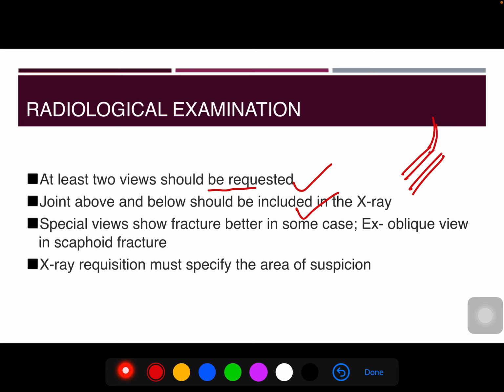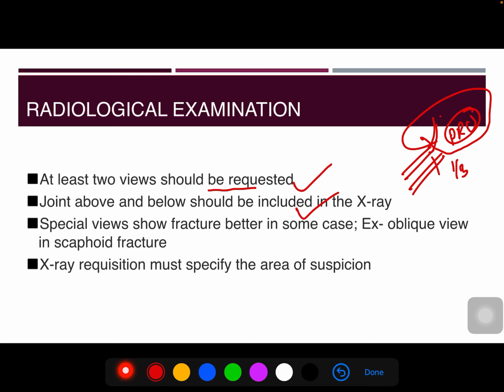In the Monteggia, there will be a fracture of the upper 1/3 of the ulna, and that causes dislocation of the proximal radioulnar joint. So if we fail to take the X-ray of the joint, then there is a high chance that we miss that fracture, or the dislocation.